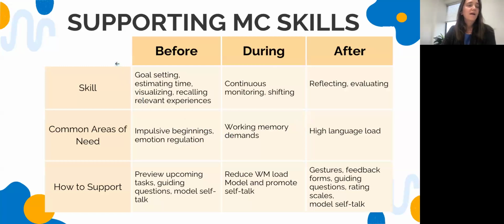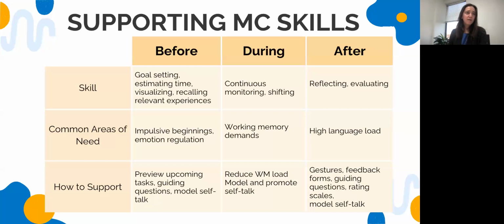So I made this slide to share some of my thinking around how we can support metacognitive skills, also broken down into this timeline of before the task occurs, during, and after. I want to look at the specific metacognitive skills that need to be in place in order for those things to occur, common areas of need, and then ways that we can support them when using Boom Decks or also outside of Boom Learning.